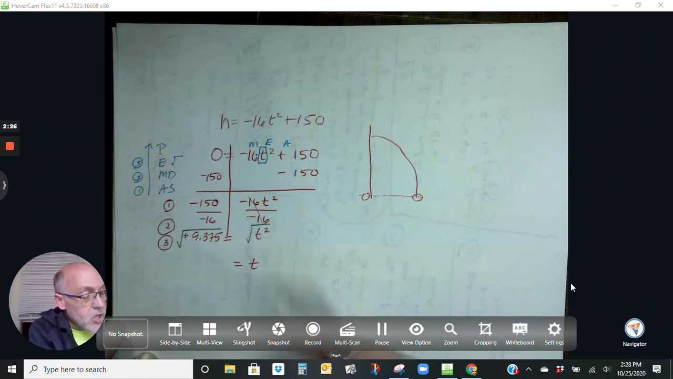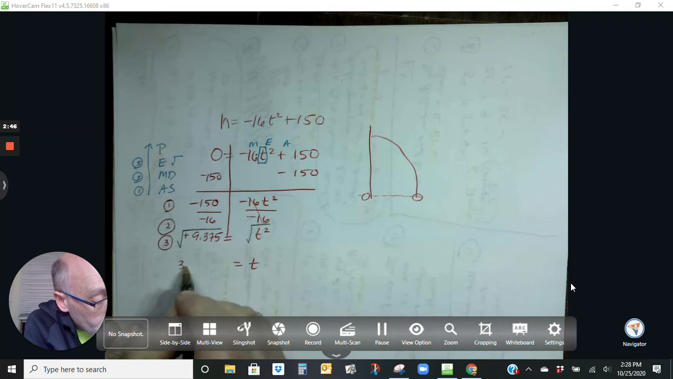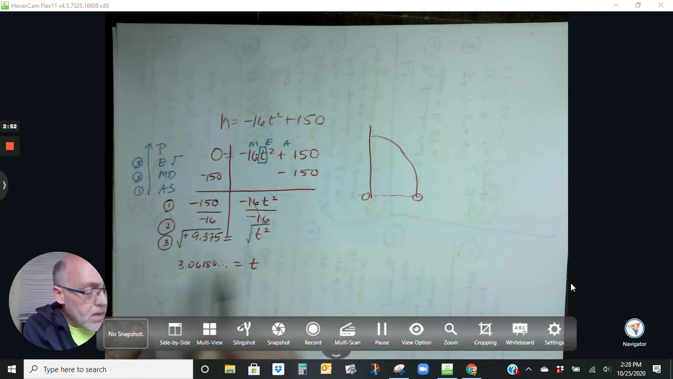And so then I need to square root that side. So when I square root that, get the trusty calculator out here, whoops. And I square root that number that I have right there. This is what the calculator tells me. I get 3.06186 blah blah blah blah. Okay? So I think it's probably fair to say t is about 3.1.